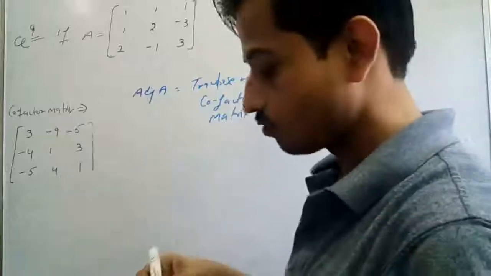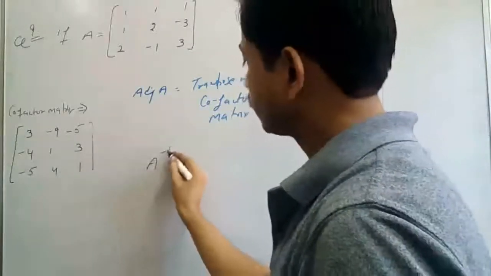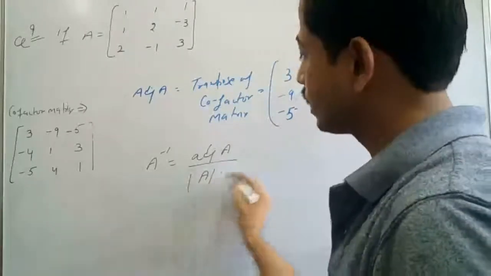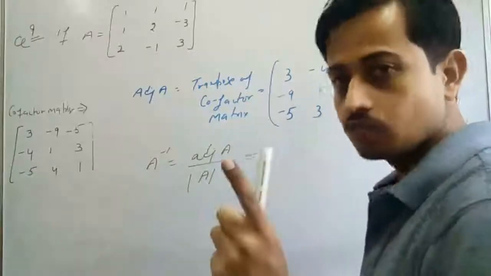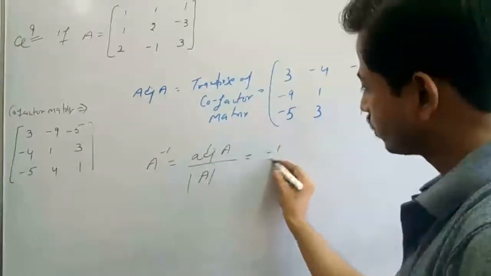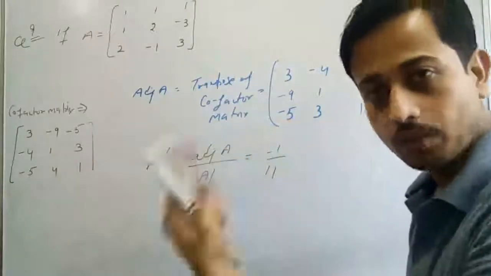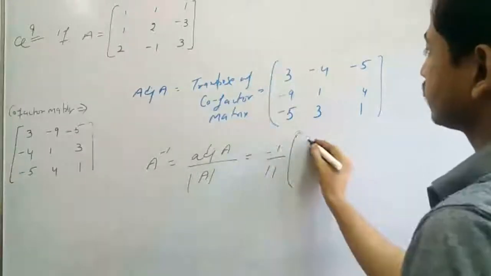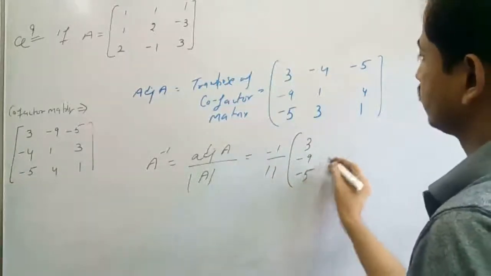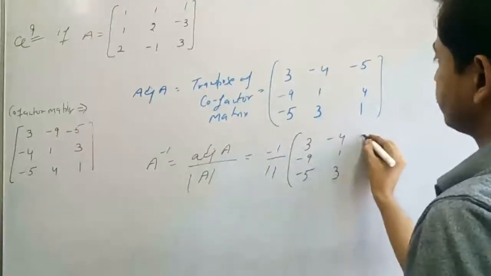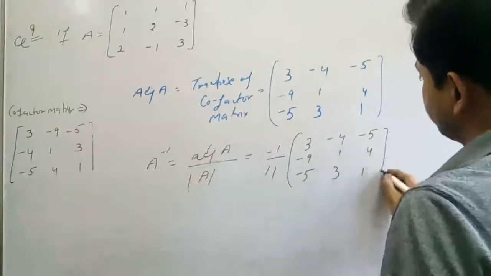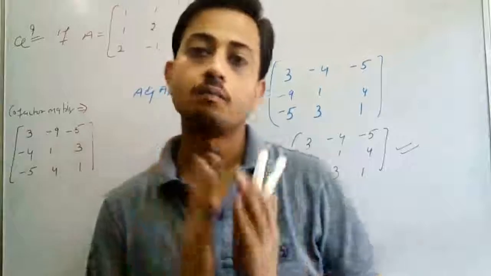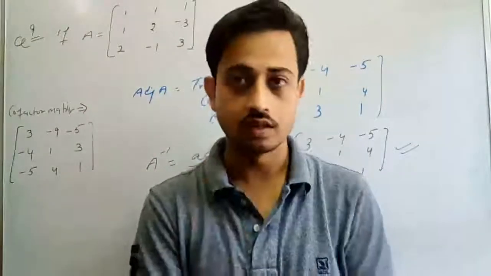Now what is the formula of A inverse? A inverse is the adjoint of A divided by the determinant of A. Now what is the determinant? Minus 11. So I am writing minus 1 by 11, because the determinant is in the denominator. And the adjoint is this: 3, -9, -5; -4, 1, 3; -5, 4, 1. So we get A inverse. This is complete. We did part 1 of the question.